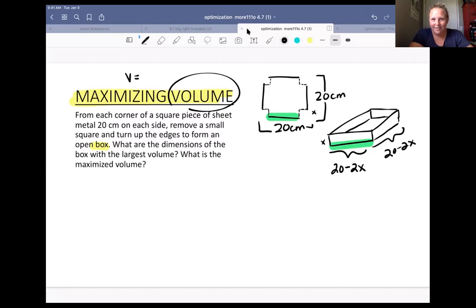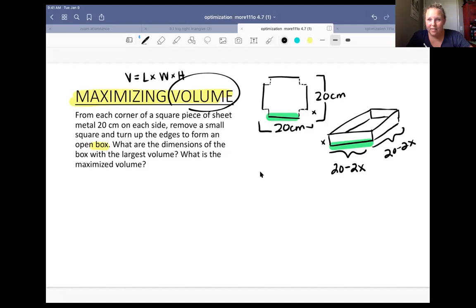Oh, we got a chat. Let's see what they say. Length times width times height. Exactly. So area for a square, like length times width or side squared, sure. But now that we have this folded up, made it three-dimensional, you're right. It's length times width times height.